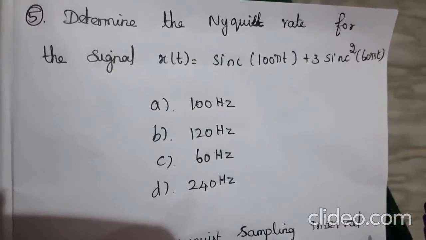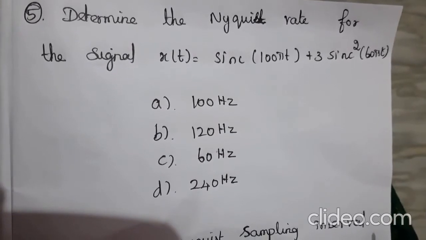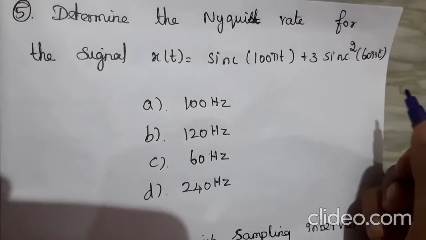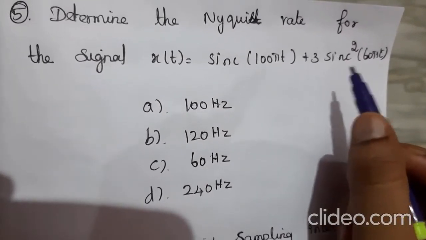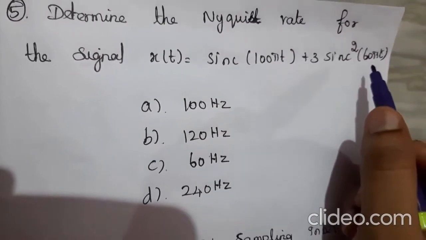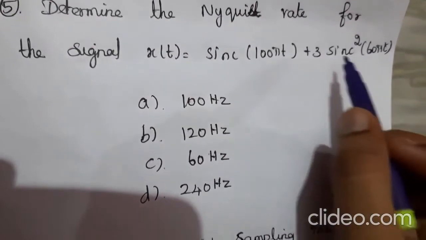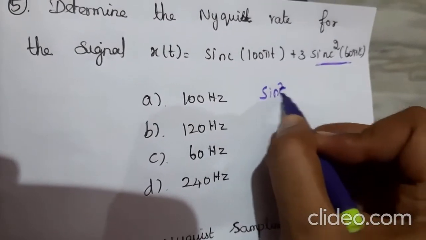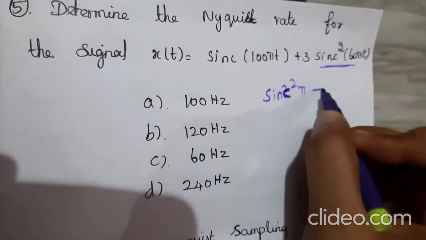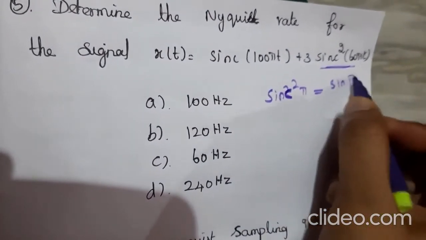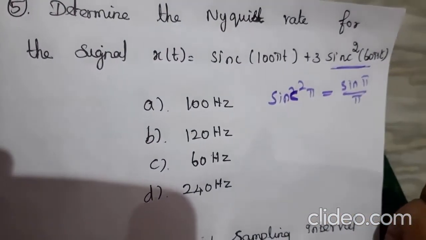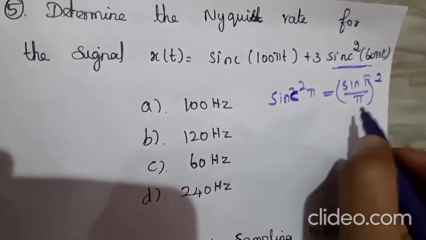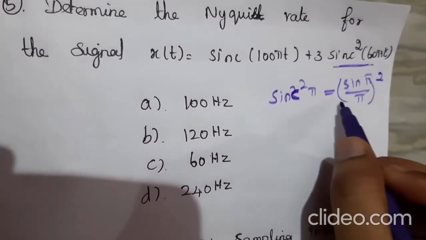Next question, determine the Nyquist rate for the signal x of t is equal to sinc 100 pi t plus 3 sinc square 60 pi t. So this is an added signal, so we have to pick the maximum value among these two signals. Considering this, we have the formula, sinc square pi is equal to sin pi divided by pi the whole square. So this is the formula for the sinc square pi.